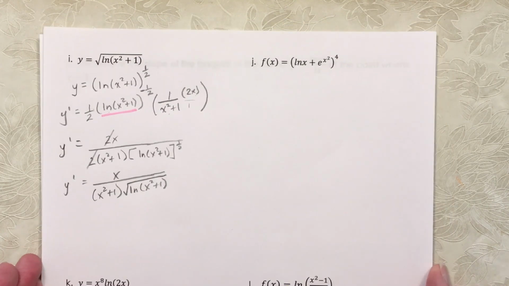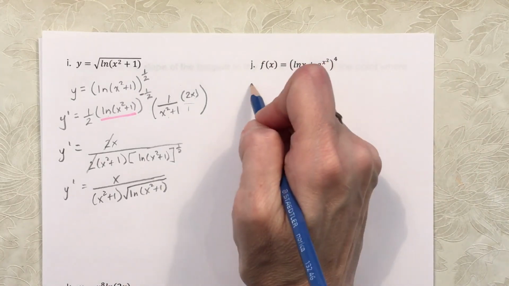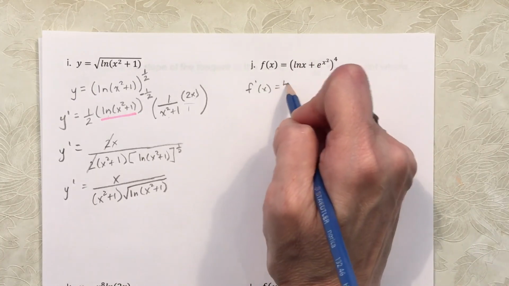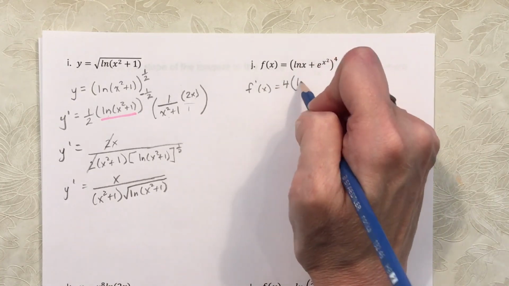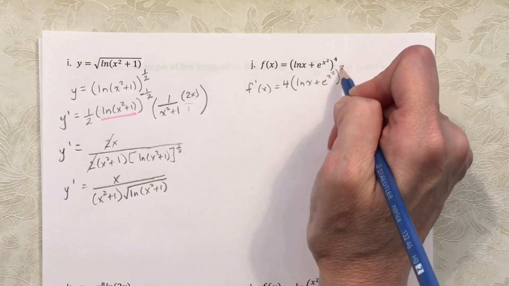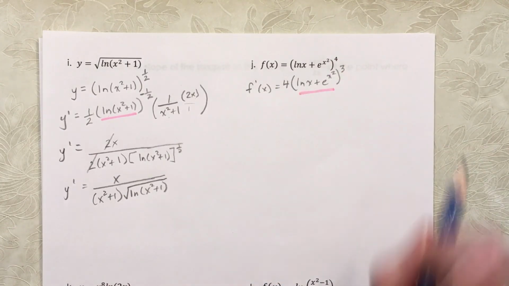Okay, so moving on to J. I've got f of x equals the ln of x plus e to the x squared, all to the 4th. So I see something all to the exponent 4, so I know it's chain rule first. So f prime at x is going to be 4 times, it doesn't matter what it is, we just repeat it, to the 3rd. But now I want to multiply that by the derivative of what's inside the brackets there.